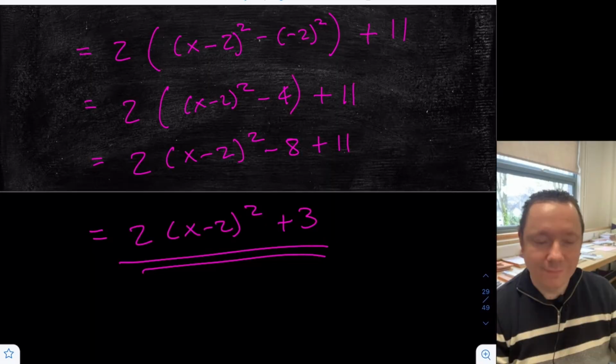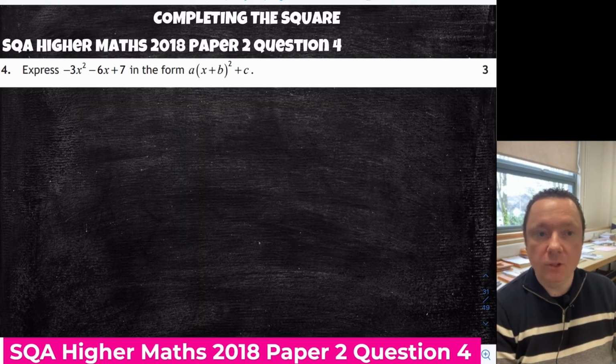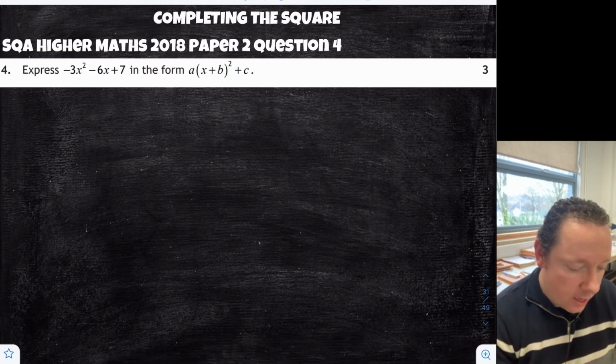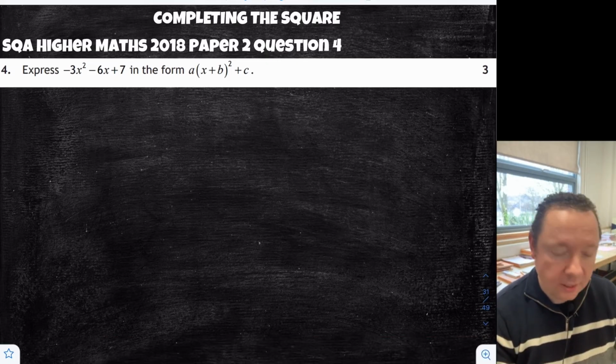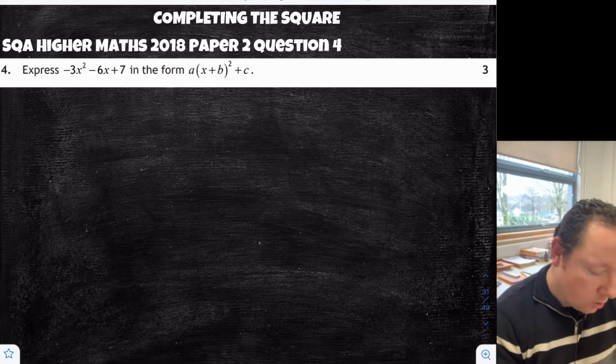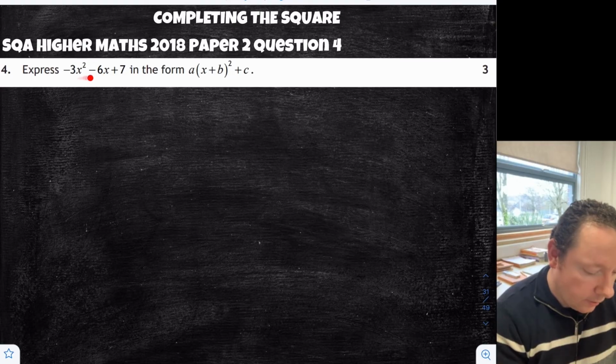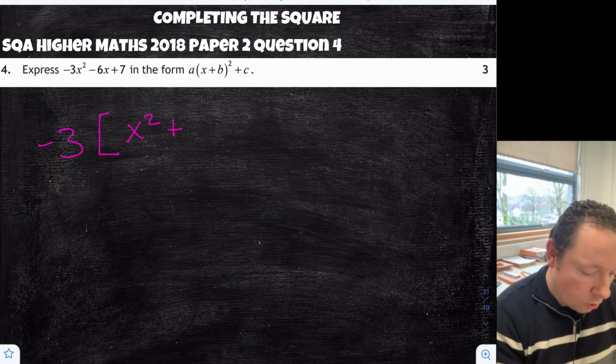And we're done there. SQA Higher Maths 2018, Paper 2, Question 4. Express minus 3x squared minus 6x plus 7 in the form a times x plus b squared plus c. So completing the square on this. We take our function and we take the common factor out, which is minus 3, of the first two terms. So that gives us minus 3, we've got x squared then plus 2x, because minus 3 times 2 is minus 6x, and then we've still got a plus 7 on the end.